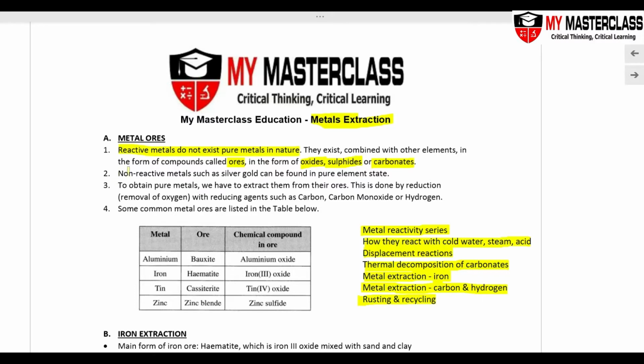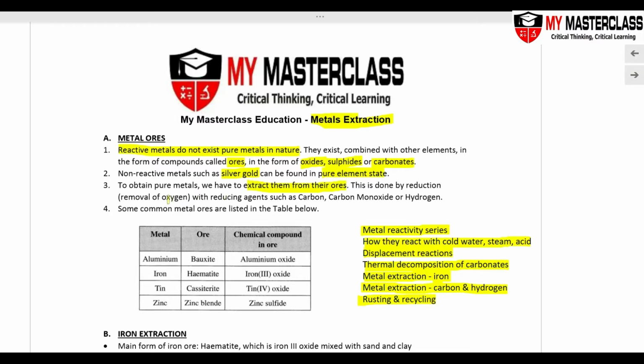Non-reactive metals exist in pure elemental states, so they exist as just the metal by itself. Examples of non-reactive metals we have learned are silver and gold. To obtain these reactive pure metals, we need to extract them from their ores. Essentially, we need to remove the oxygen.